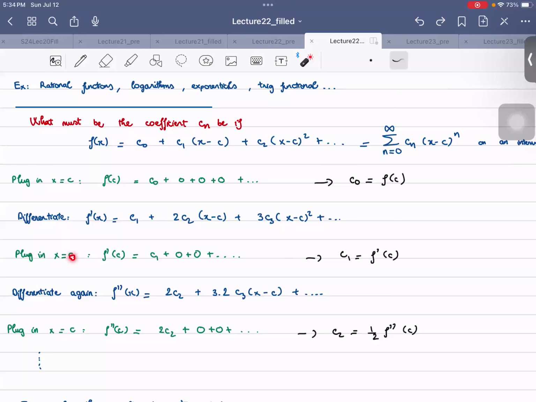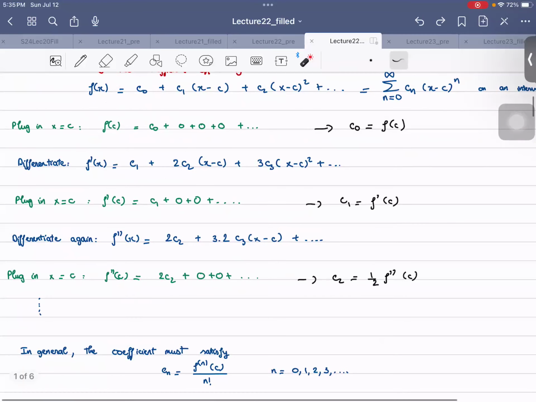When you plug in c for the second term, you have c minus c, which is 0. You plug in c for the next term, you have c minus c squared, which is also 0. You repeat the process. Every other term will be 0 except the first one. So in general, the coefficient c1 will be determined by the output of your first order derivative at c. Okay, it's exactly like the Taylor polynomial.